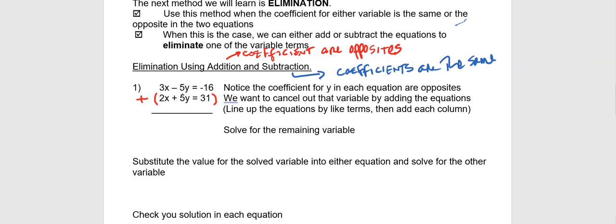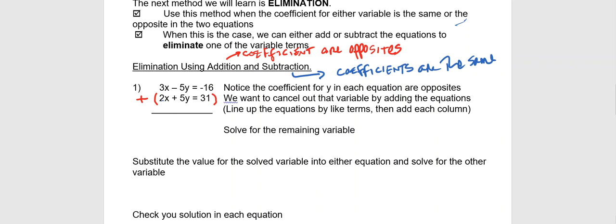So another key point here is to be able to add these equations. We want our like terms to be right on top of each other when the equations are stacked. So notice I have my x terms directly on top of each other. I have my y terms directly on top of each other. And on the other side of the equal sign, I have my constants, okay?